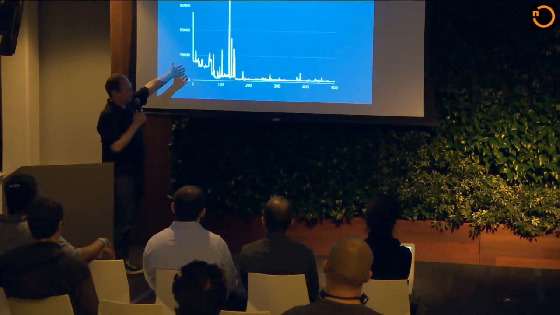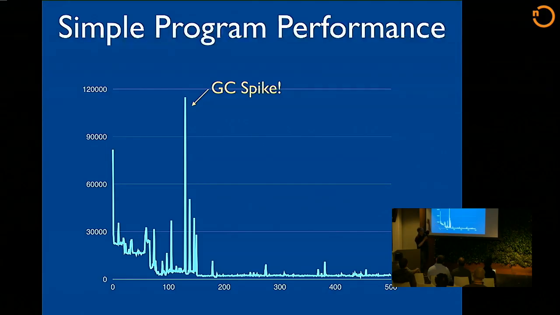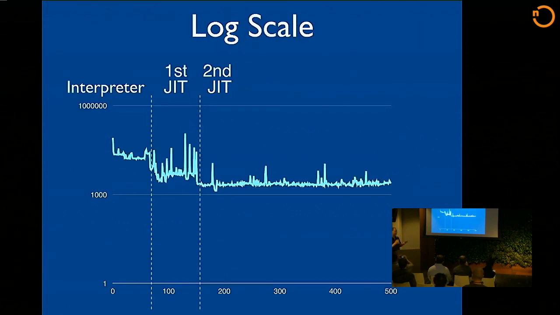Now, if we just go and plot this, you get this. There's this huge GC spike. It kind of dominates the graph. If I put it on the log scale, then you can actually start to see the JIT behavior. There are these values at the very beginning that are in the interpreter. The first just-in-time compiler kicks in. Numbers get a little bit better. And then the other just-in-time compiler kicks in, and they drop even further.